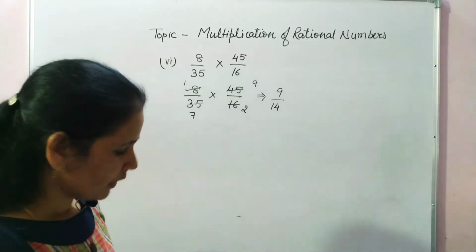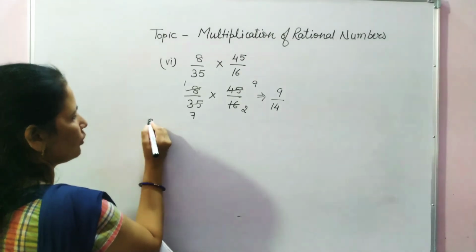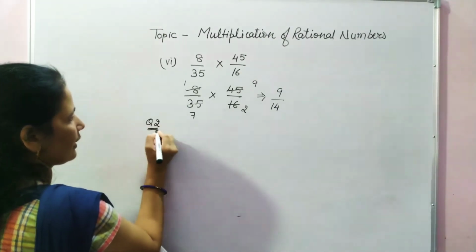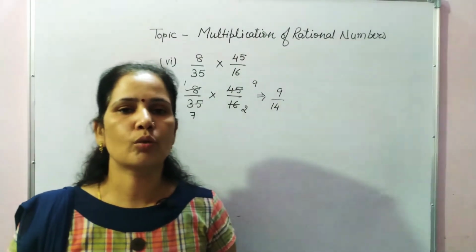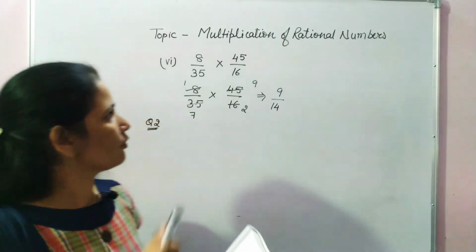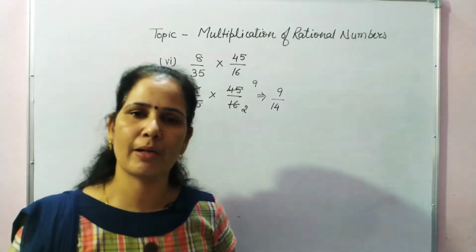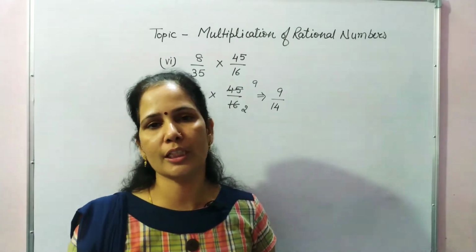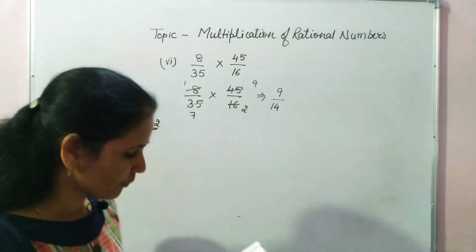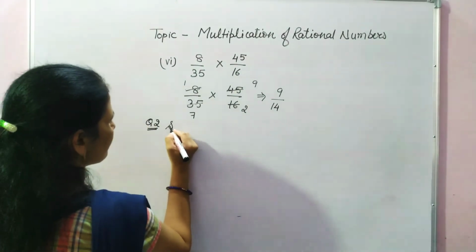Okay students, now we are going to solve our question number two. In question number one, we multiplied only two rational numbers, but if we have to multiply more than two rational numbers, then how to solve? That is our question number 2.